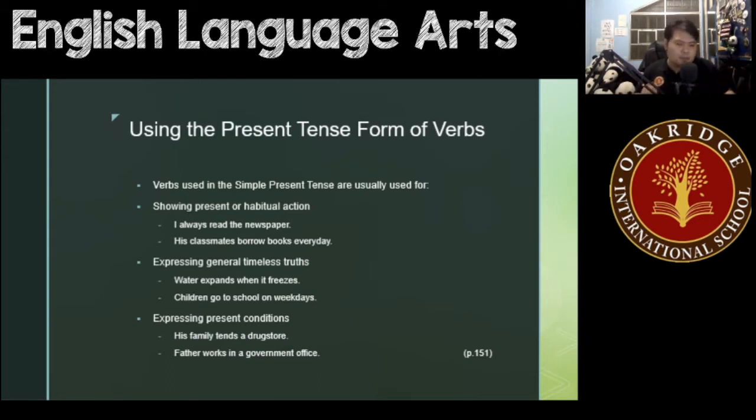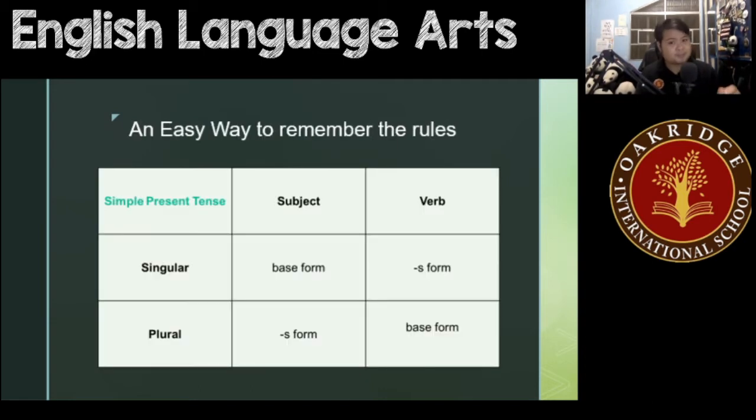Okay. Now, for you to be able to know how to use the simple present tense, you would have to know how this verb agrees with the subject. Now, I could give you a long list of rules that you guys have to always think of, okay? But I could just give you the simpler one. Here we go, right? A much simpler version of it, okay? So, to keep things simple, guys, always remember this chart, okay?